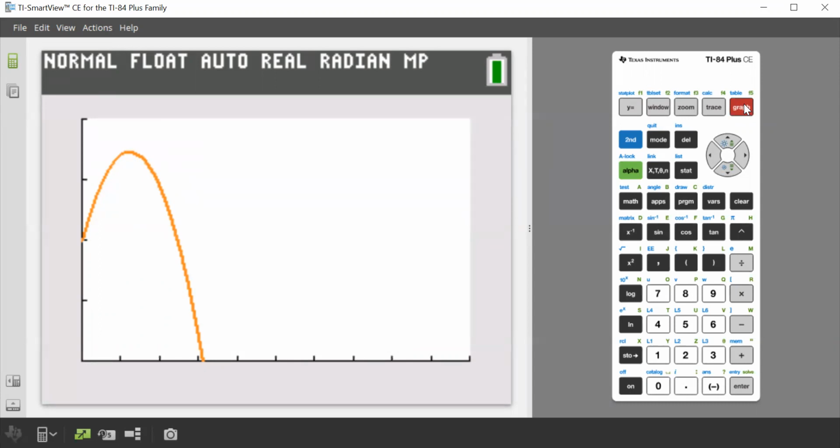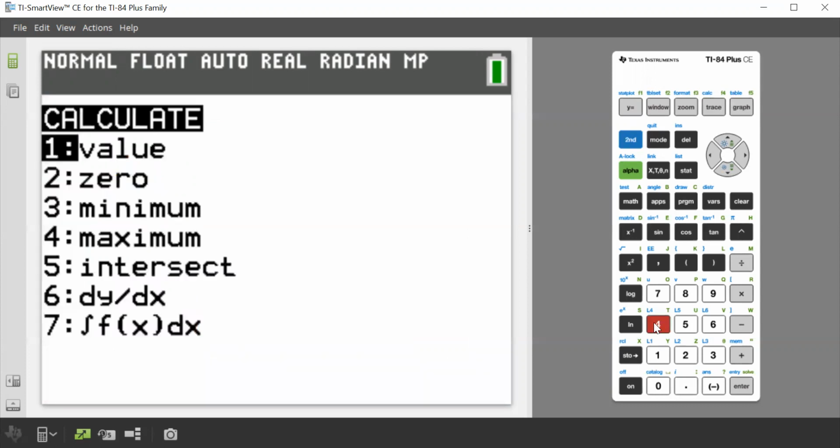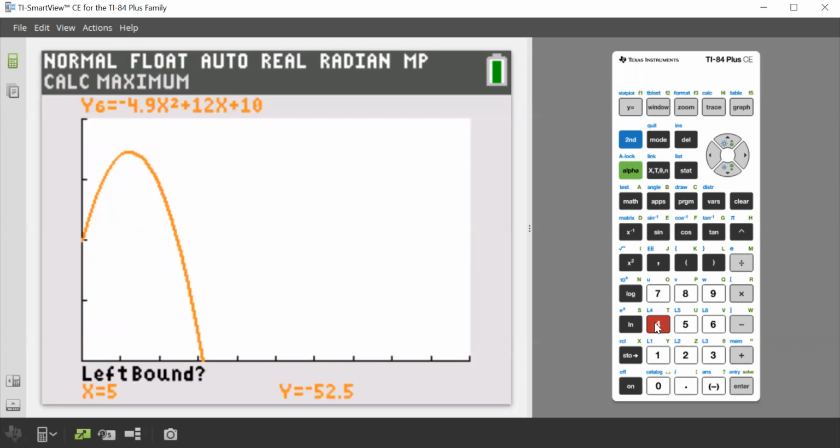Okay, so to find the max, I go second, calc, max, and it says left bound, right bound. So I just got to find my cursor, and I just got to hold down my left button a few times. And it should come flying up here in a second. There it is. Okay, so left bound, I got to get to the left side of the vertex, right about there. And then right bound, so I move to the other side, right about there, and hit enter. And guess, there it is.